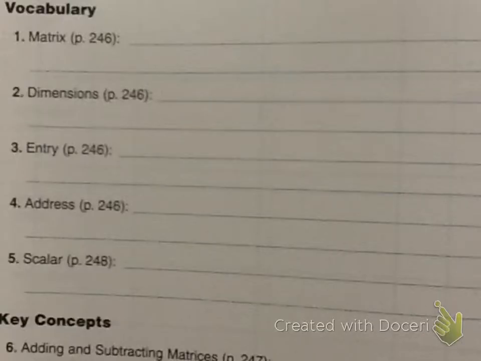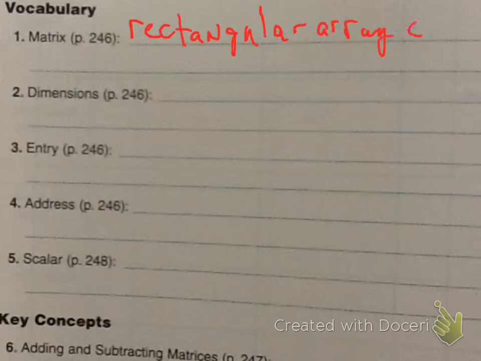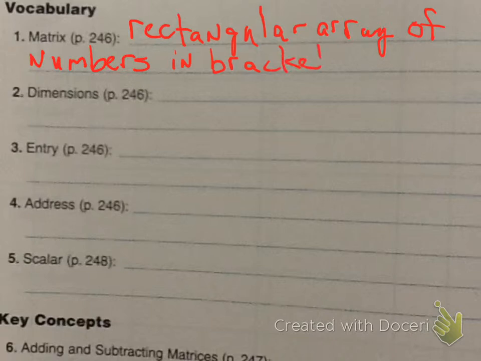Okay, so we have some definitions here with a matrix. A matrix is a rectangular array, A-R-R-A-Y, sorry, of numbers in brackets. That's basically all it is. You see a bunch of numbers in rows and columns and brackets. That's a matrix. The dimensions of a matrix are m rows by n columns. Always have the rows first, columns second.